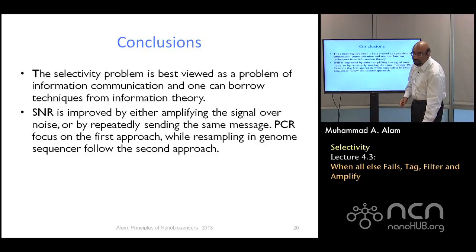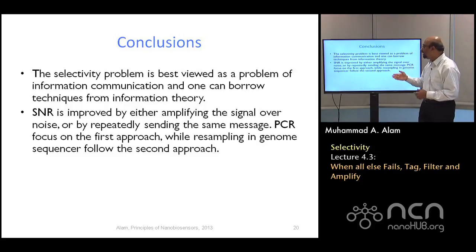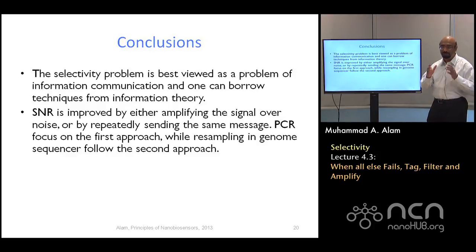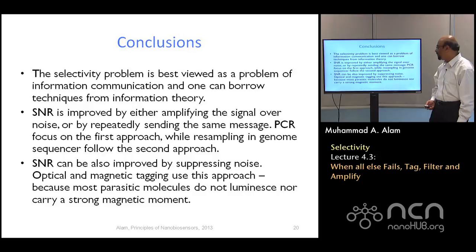Now, the signal to noise ratio is very important, and one way you can improve the signal to noise ratio for DNA is to use the polymerase chain reaction, which essentially doubles the count every cycle and therefore improves the signal greatly. The other way would be to resample time and again. So do the same experiment over and over again. The noise will average out, but the signal will stand apart. So that is another way you can improve the signal to noise ratio.